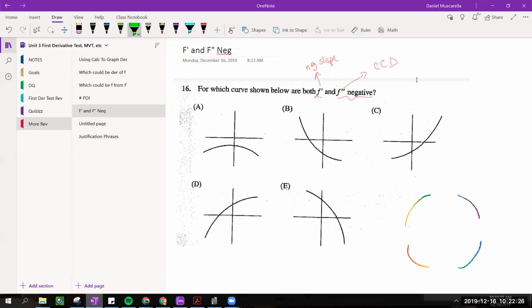If I look at this one right here, my first derivative would be increasing up to that spot, and then I would switch directions and go down. So I don't have a negative slope the whole time. But for choice B, the whole time I'm negative. And this one right here is the concave up part, because I've got a negative slope there, but instead of being concave down, this part's concave up.